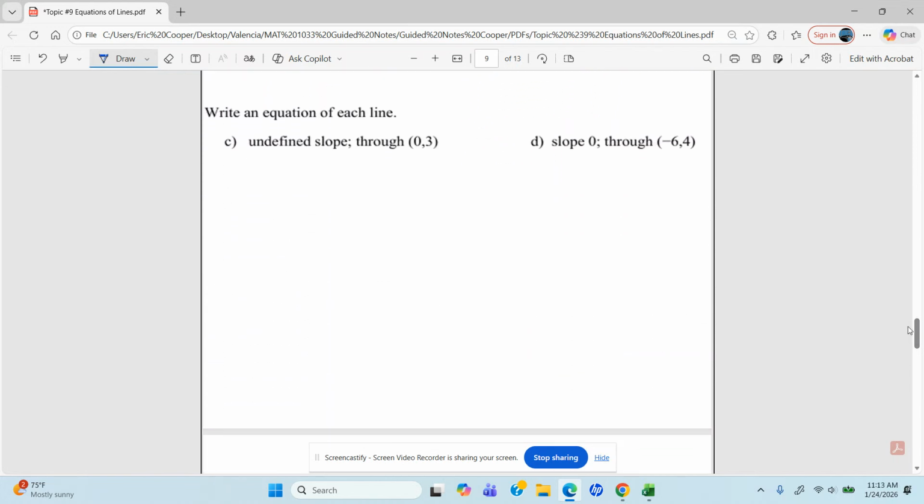This is the same thing, except this time they're trying to tell us the slope instead of telling us it's vertical and horizontal. We just have to remember, what does each slope mean? In this case, we remember that the only way you can have an undefined slope is with a vertical line. So we have a vertical line that goes through 0, 3. So 0 is nothing left or right. 3 is up or down.